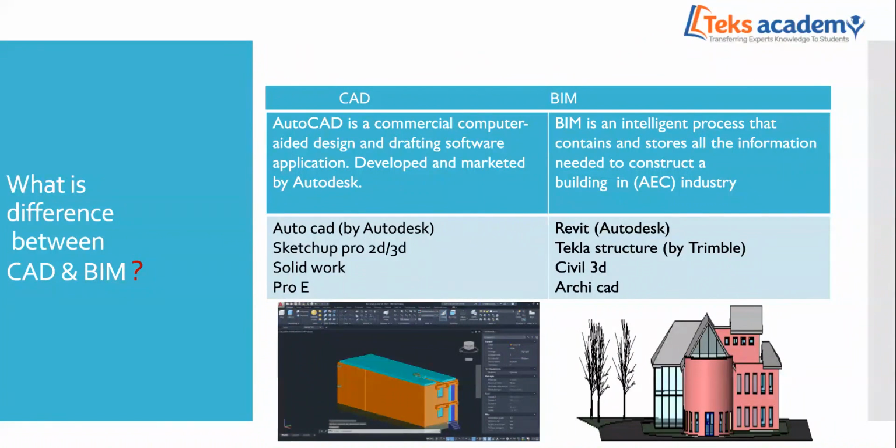Some software produced or adapted by Autodesk are AutoCAD, which is for 2D and 3D, SolidWorks, and Pro E. Revit is also by Autodesk, and Tekla Structures is by Trimble, along with Civil 3D and ArchiCAD. These are all software used for executing the BIM concepts.